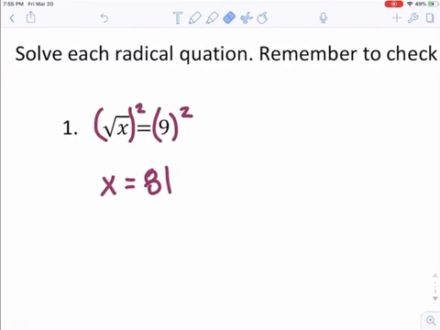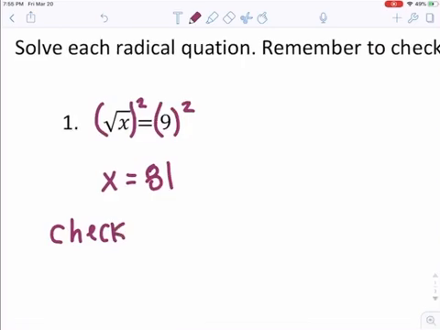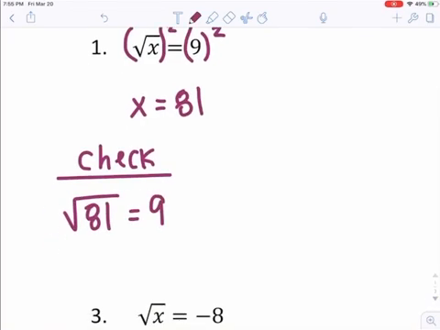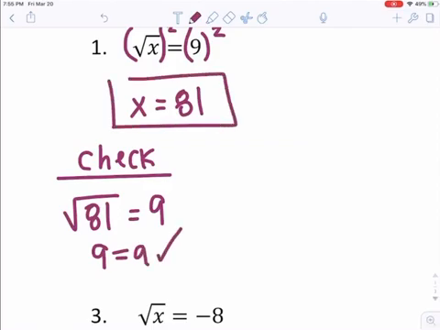And then sometimes, I mean, you could do a mental check with these, but some of them you really have to check because you'll end up not getting the same thing on both sides. So the square root of 81 equals 9. We're only taking the principal root, so the positive root, so 9 equals 9. Great, that's my final answer. Okay, no issues there.